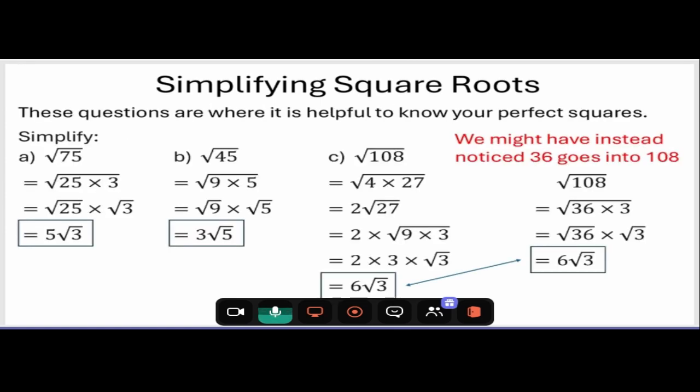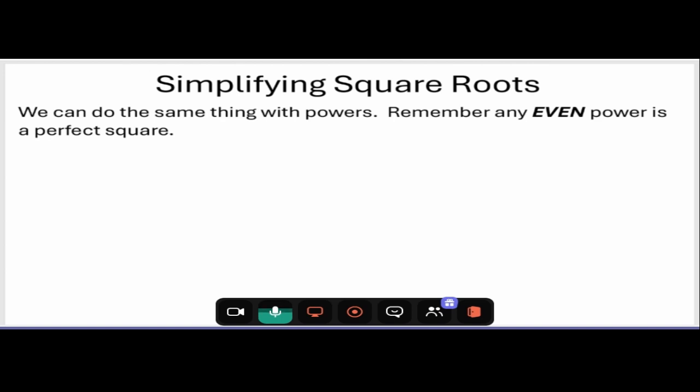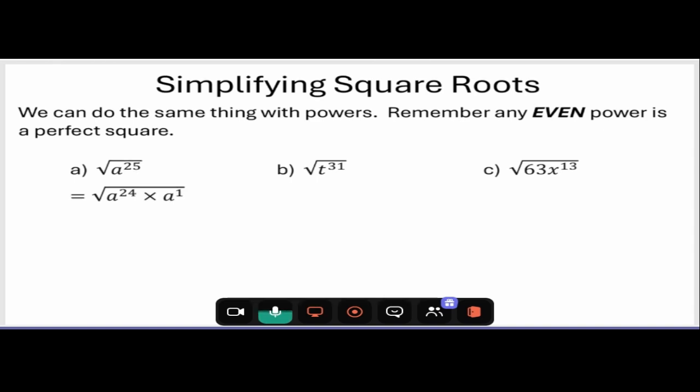Okay, so here we're reducing, this is called, or simplifying roots, and these ones all had numbers. We can do the same thing if there are roots of powers. Remember, we are no longer looking for our list of perfect squares, right? Because x to the 25 is not a perfect square, even though 25 is. We are looking for even powers. So when we have a to the 25, what is the biggest even power that we can break out? It's a to the 24.